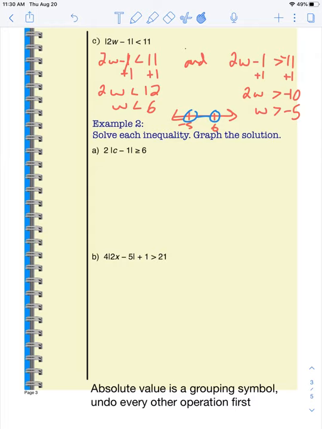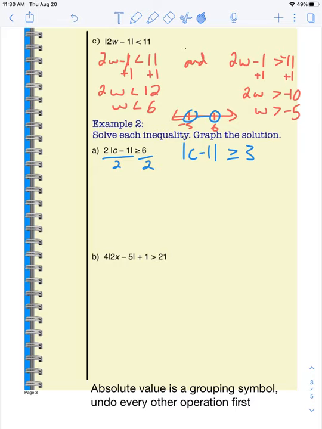All right, example 2. Solve each inequality, graph the solution. Notice this note I have at the bottom: absolute value is a grouping symbol. Undo every other operation first. So I notice a 2 outside of this absolute value. Before I solve the absolute value, I'm going to divide both sides by 2. So I'm going to rewrite this equation as the absolute value of c minus 1 is greater than or equal to 3.